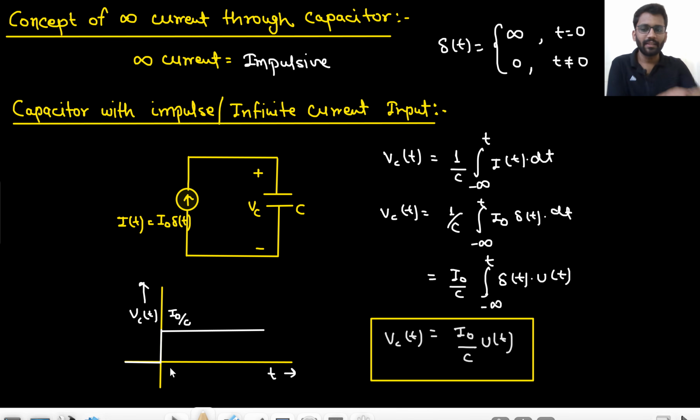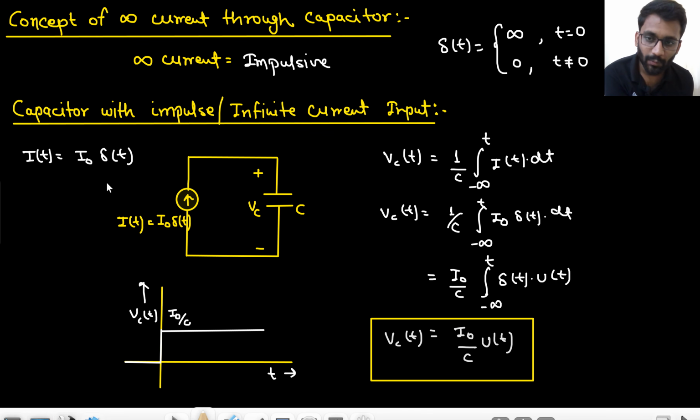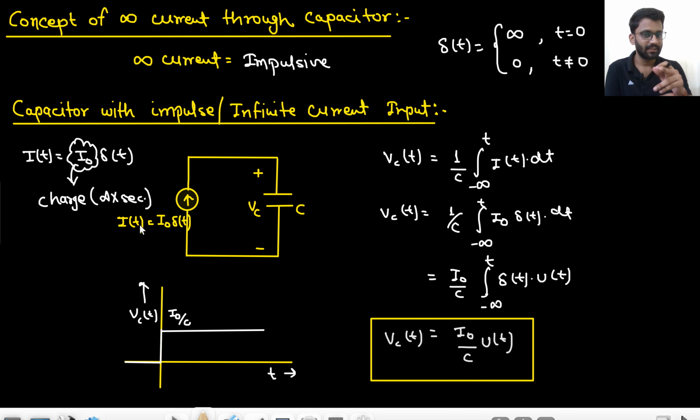Now tell me one thing. Here i(t) is I naught delta t. So what is I naught? Is it a current or a charge? It is charge. Why so? Because the unit is ampere into second.